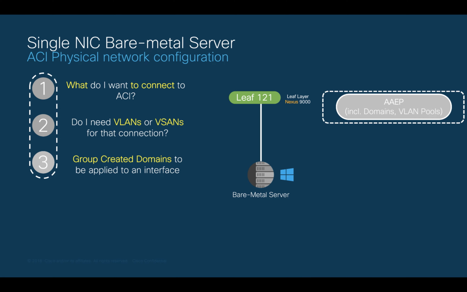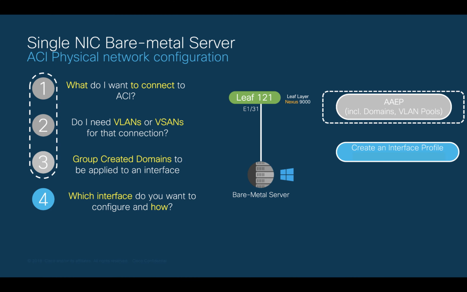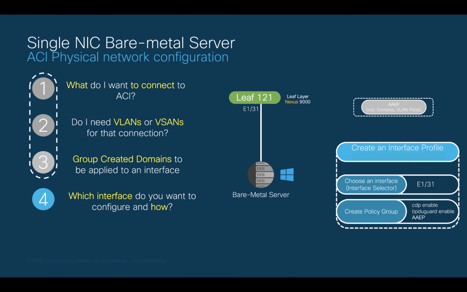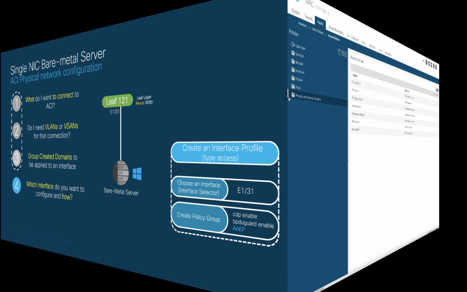So, it is time to move on to the fourth question, which is, which interface do you want to configure and how? The answer is, we want to configure interface 131. So, we will configure an interface profile type access, since it is a single NIC. We will then choose interface 131 through an interface selector, and we will create and assign a policy group to it. This policy group will contain policies we will apply to that interface, such as CDP, BPDU guard, and of course, our AAEP from step 3. Let's go ahead and configure this on the APIC.